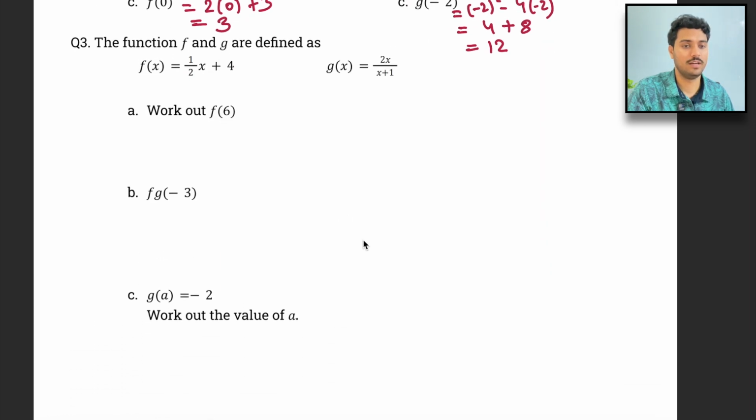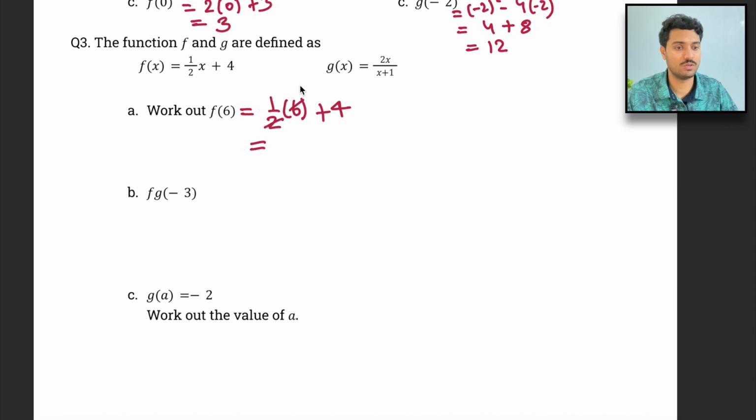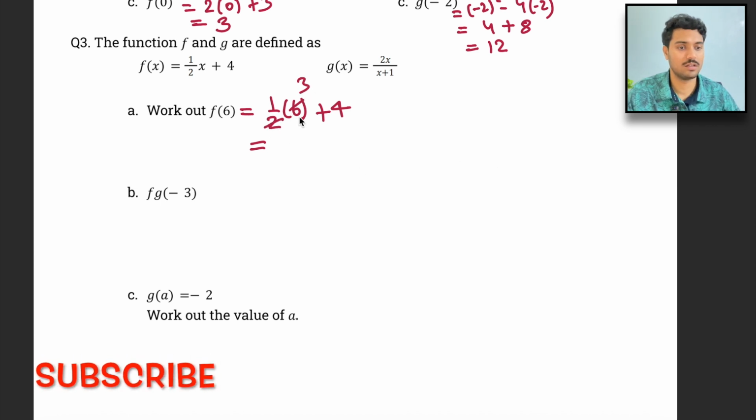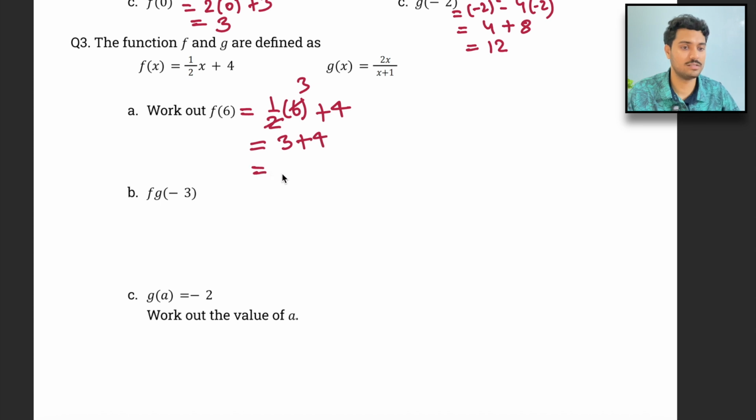Question number 3, it says the function f and g are defined as, so we have two functions given over here. F of x is equals to half x plus 4, g of x is equals to 2x upon x plus 1, and we have to work out f of 6. That means we have to place 6 in place of x. So 1 upon 2 times 6 plus 4. So it is going to be 2 ones are 2, 2 3s are 6, 3 plus 4, that is 7.